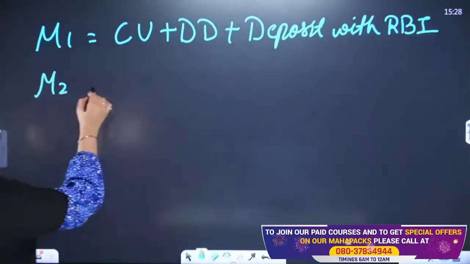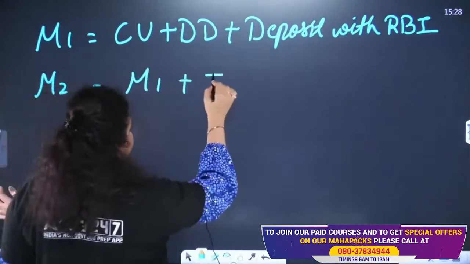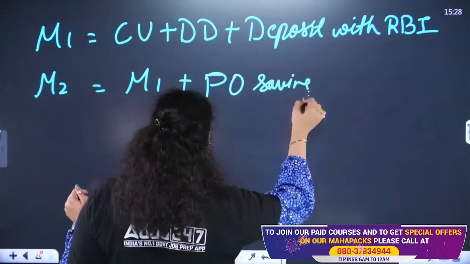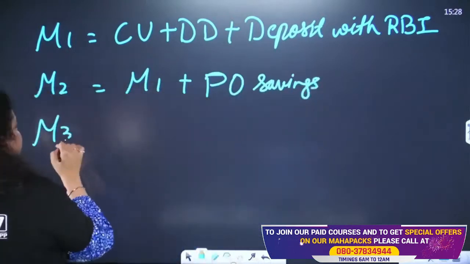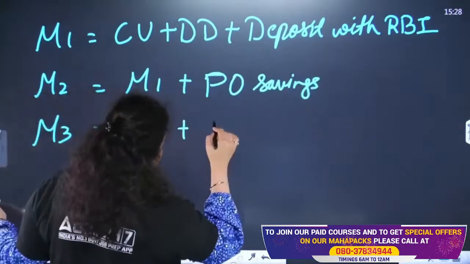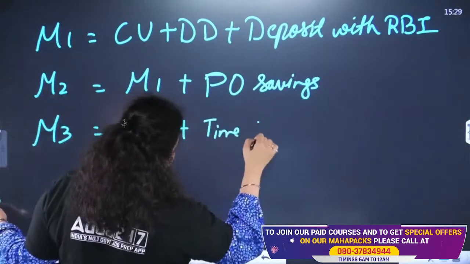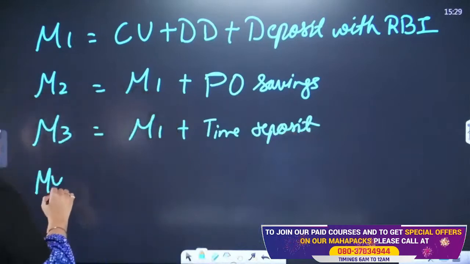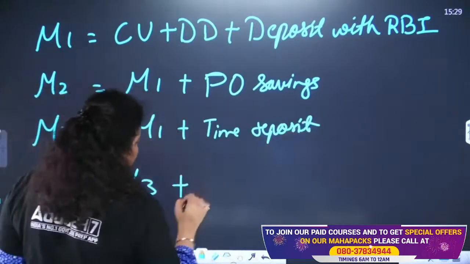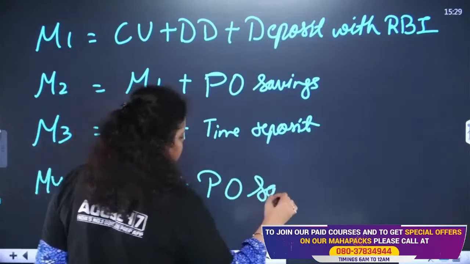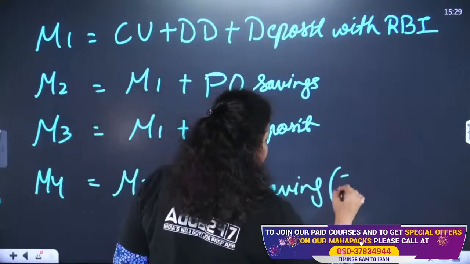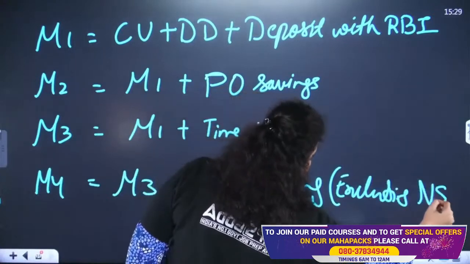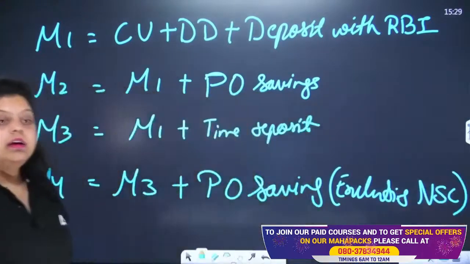For M2 we have M1 plus post office savings. PO savings means post office savings. M3 is M1 plus time deposit. I will explain all these, don't worry about it. And M4 is M3 plus post office savings, but excluding national savings certificate, right?